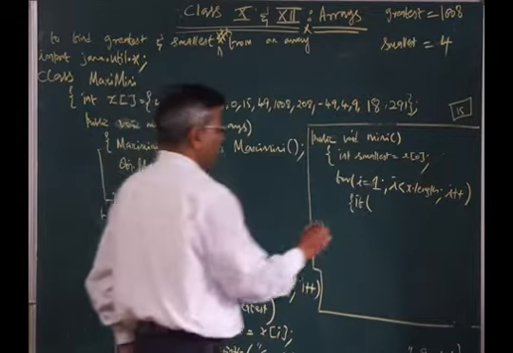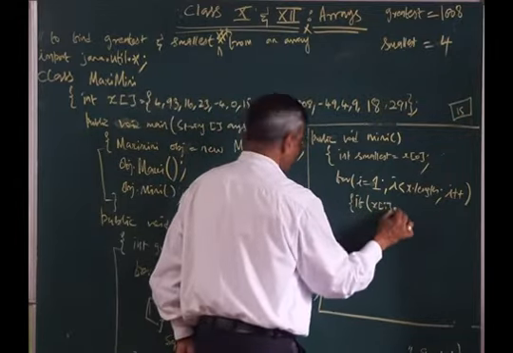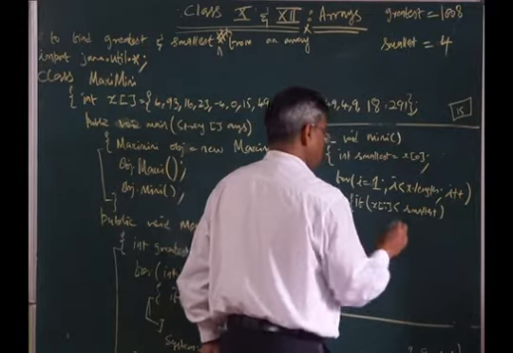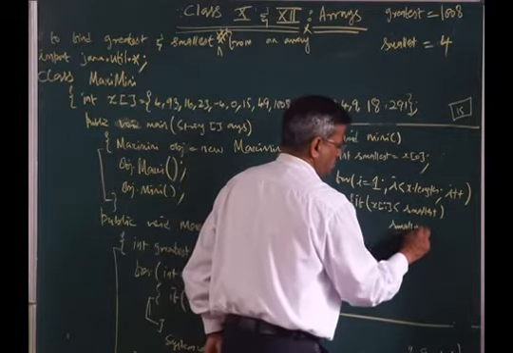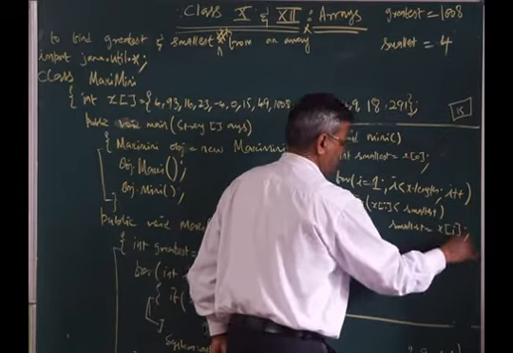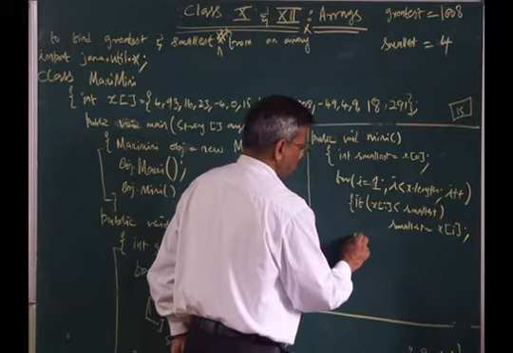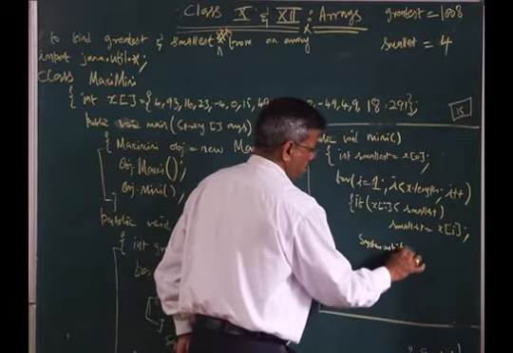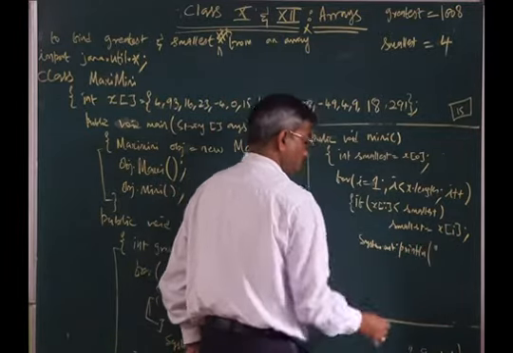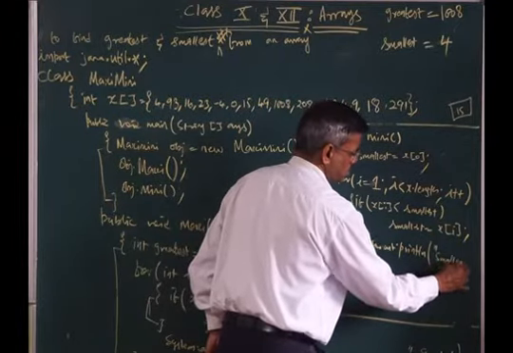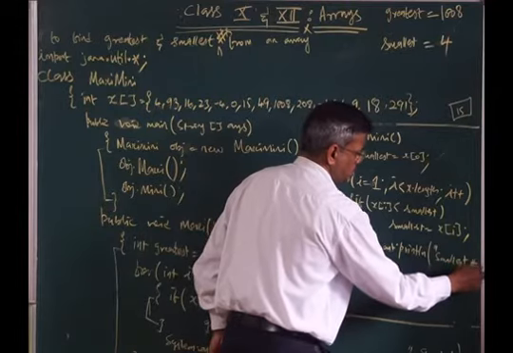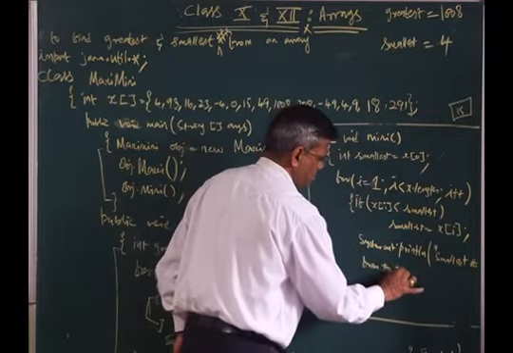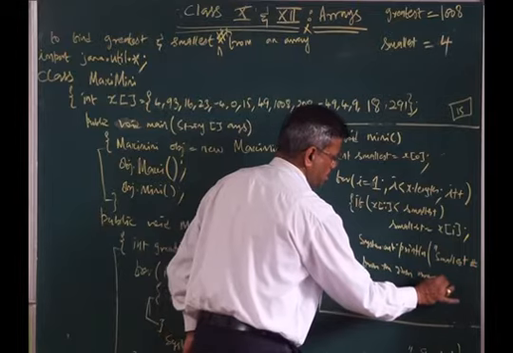if x of I is less than smallest. If this is the case, smallest value will be x of I. Once it is over, then system dot out dot println smallest number from the given array X.